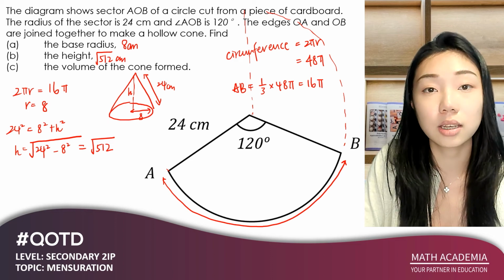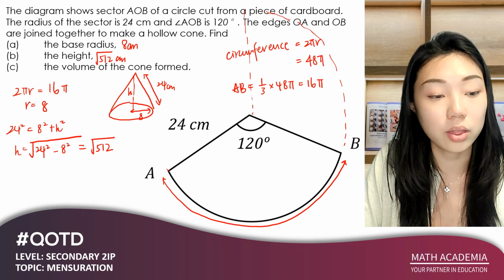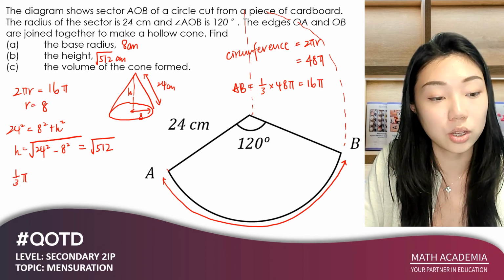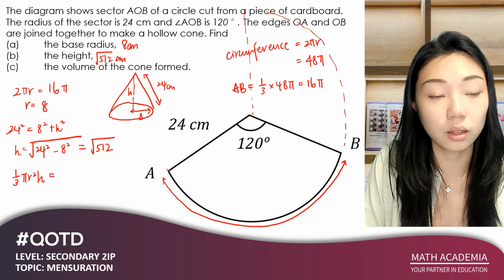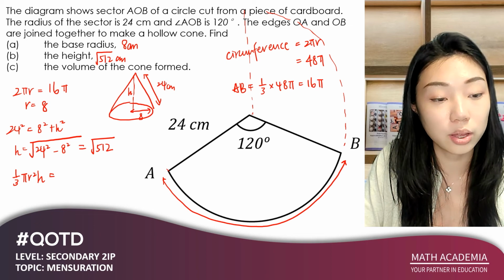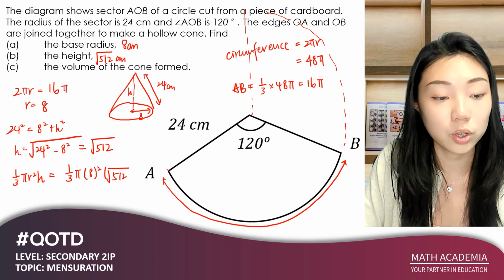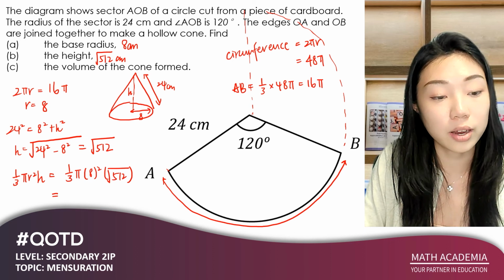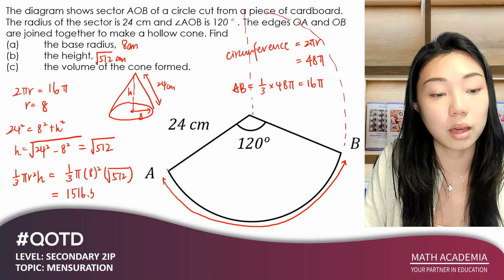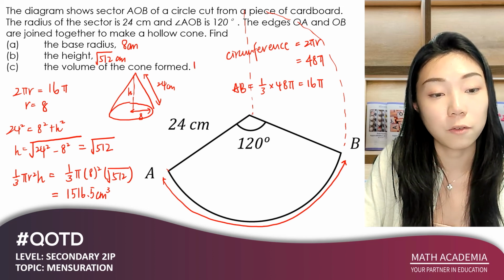And lastly, they're asking for the volume of the cone. Volume of a cone is given by 1/3 pi r squared h. So I just substitute all of the values that I found previously into the equation. I'll get 1/3 pi times 8 squared times square root 512, which would give me 1516.5 cm cubed, which is my final answer for part C, 1516.5 cm cubed.